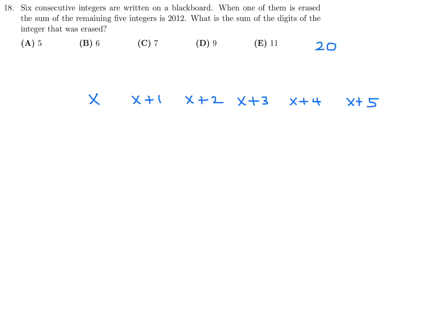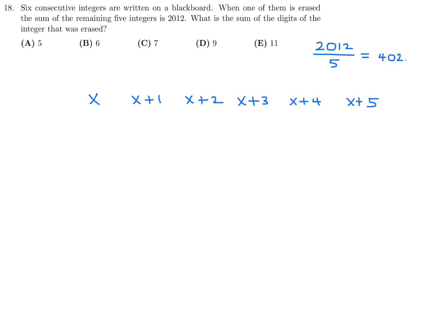So let's just do a little bit of approximating. 5 integers, so 2012, let's just say divided by 5. What does that give me? It gives me approximately 402 point something, right? So the numbers are somewhere around 402. I don't really know, so this is just going to be like trial and error.